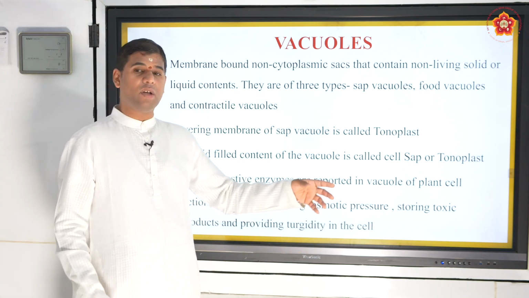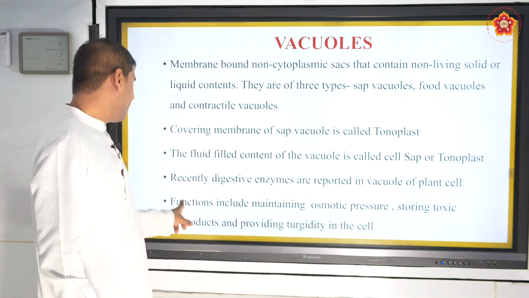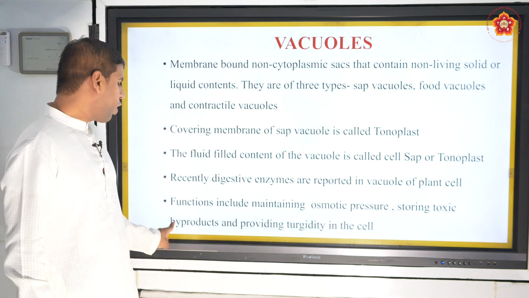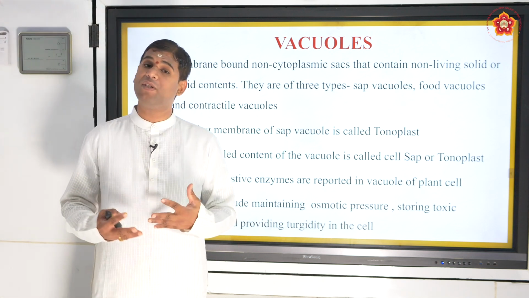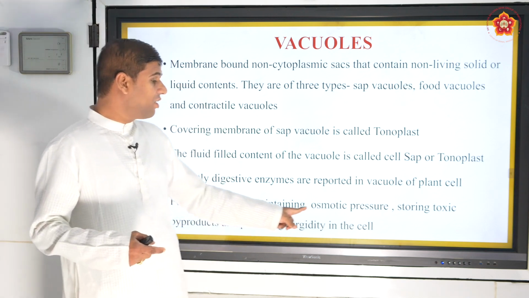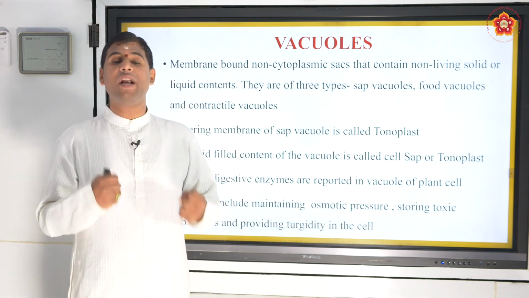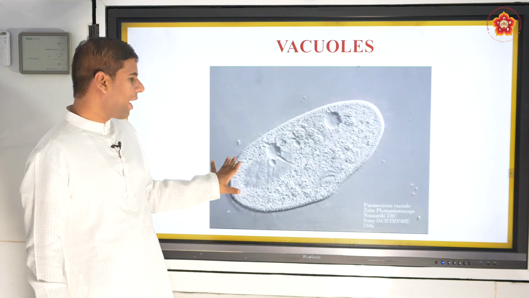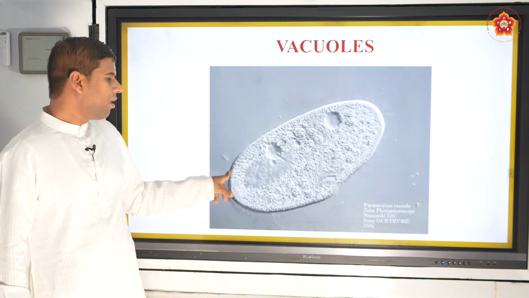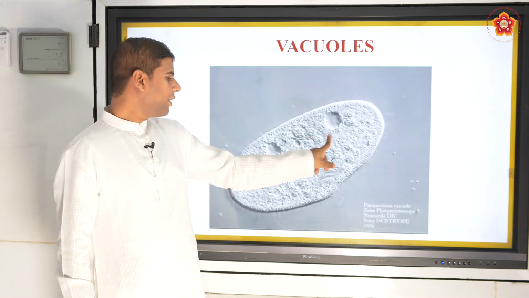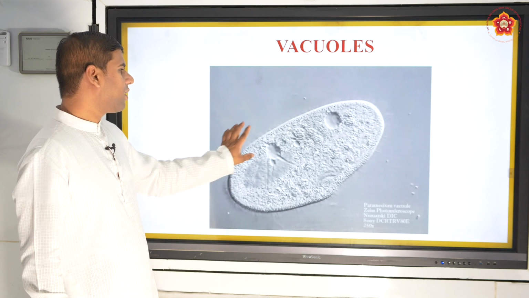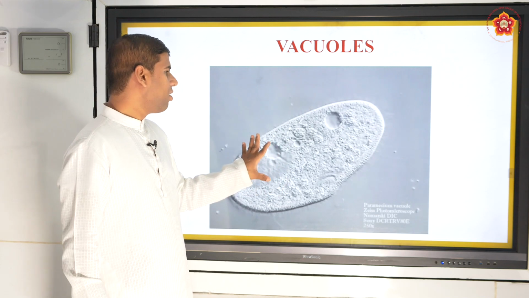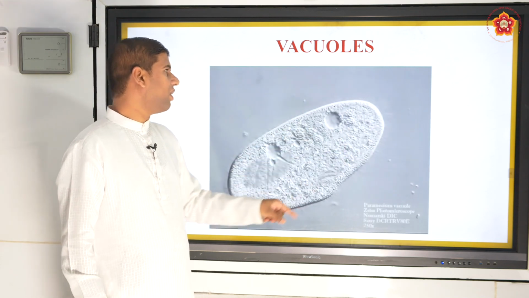The water required for osmotic pressure is maintained by the vacuoles. They also store the toxic byproducts produced in the cell, and maintain rigid turgidity of the cell. So that is about vacuoles. This is how vacuoles look. This is a paramecium vacuole, an electron microscopic image. If you see the organism paramecium, this is the vacuole present here.